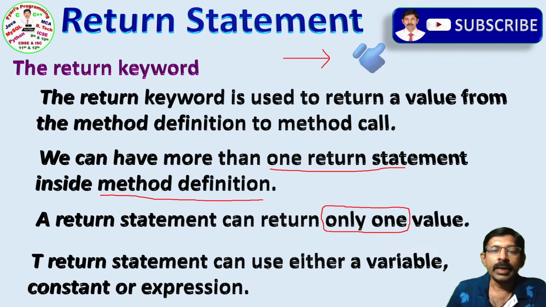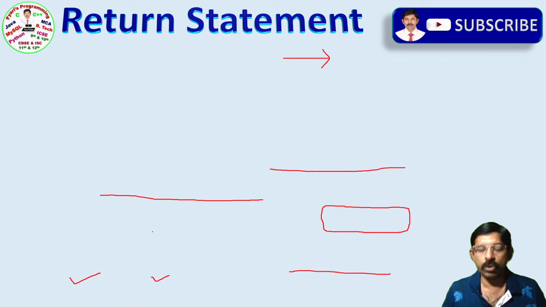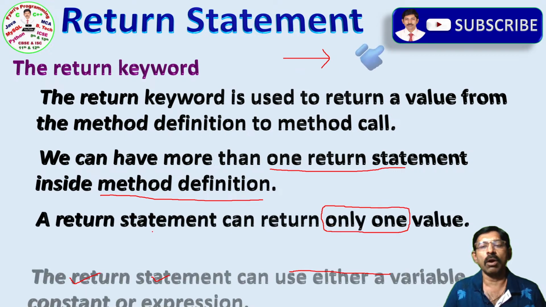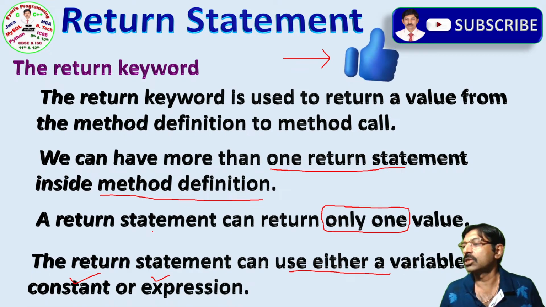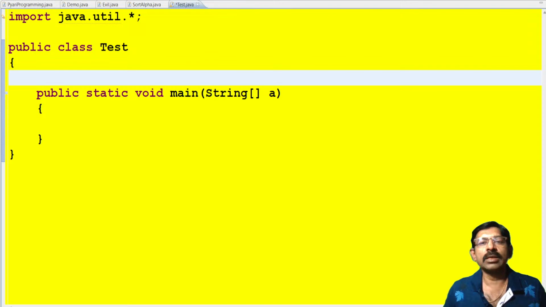A return statement can use either a variable or a constant or an expression. Either one it can use. So let's justify all these points in our Java. Let's see how exactly it is happening. I am moving towards the Java screen. Inside the Java, we'll see how we can do this.